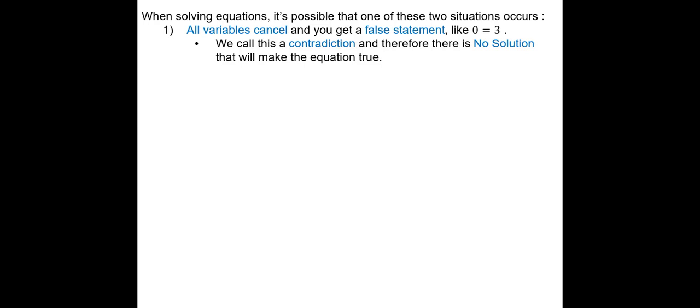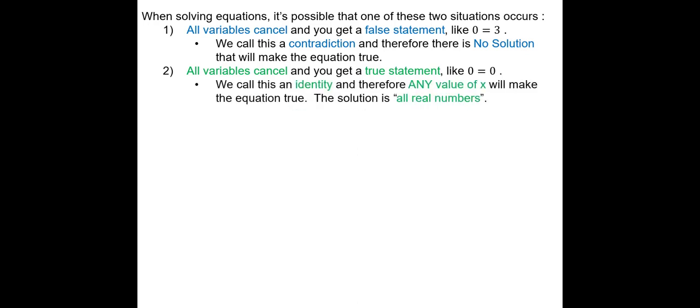A second situation that could happen is if all the variables cancel, but we instead get a true statement, something like 0 equals 0. Now we'd know that there would be infinite solutions, because that would imply that any value that I plug in for x is going to give me a true statement. And therefore my solution would be all real numbers.